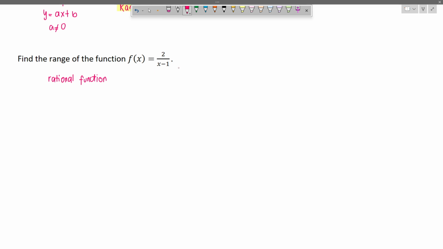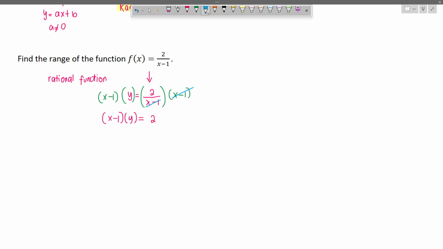So for rational functions, we always take a look at its denominator. But since we are solving for the range, we have to rewrite the expression first. So originally, what we have is y is equal to 2 over x minus 1. So from here, we need to isolate x instead. So what we're going to do is multiply x minus 1 on both sides. Once we multiply, this cancels out, and then we get x minus 1 times y equals 2.